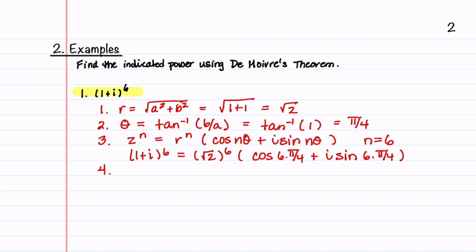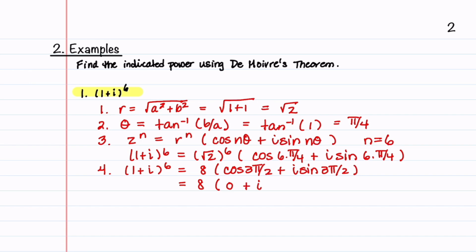Our last step is to simplify. We have 1 plus i to the 6th. The square root of 2 raised to the 6th is 8. And then we have cosine 3 pi over 2 plus i sine 3 pi over 2. Cosine 3 pi over 2 is 0, plus i times sine 3 pi over 2, which is negative 1. This gives us a final answer of minus 8i.